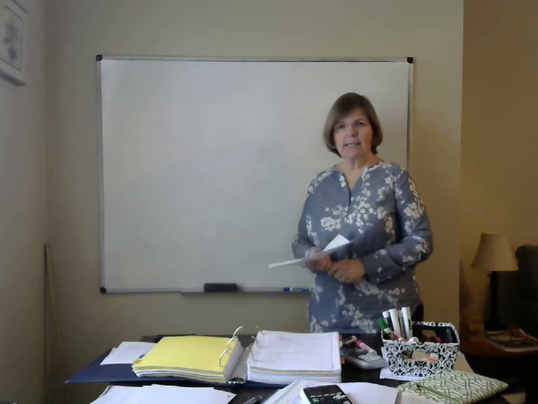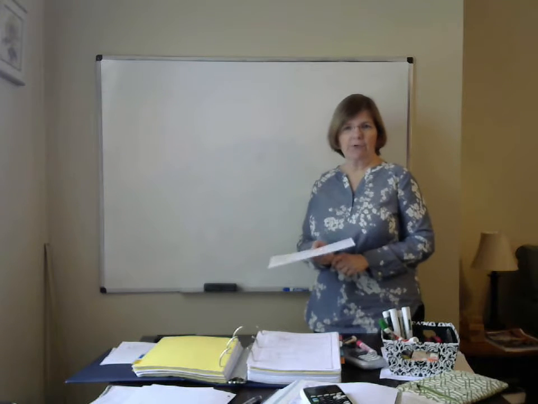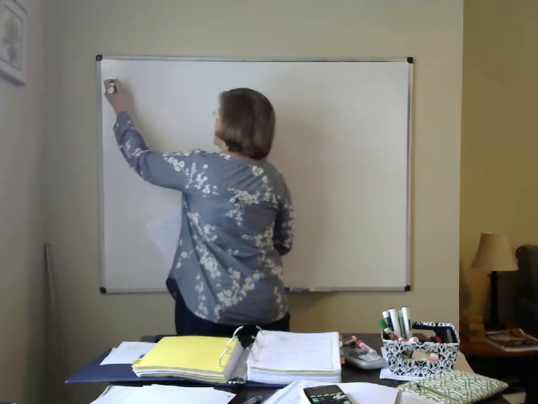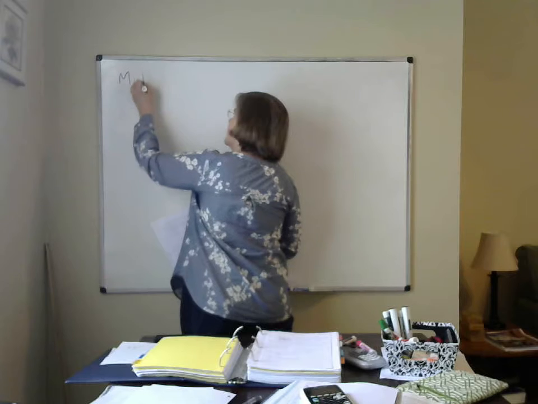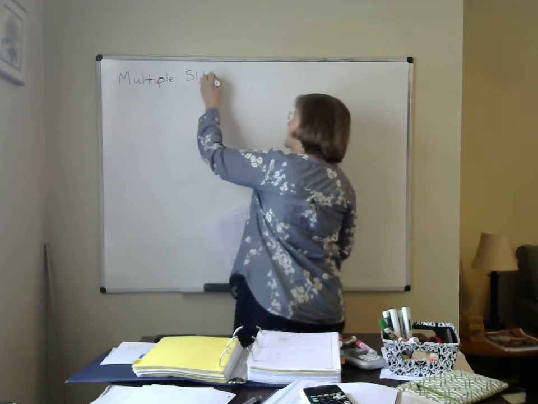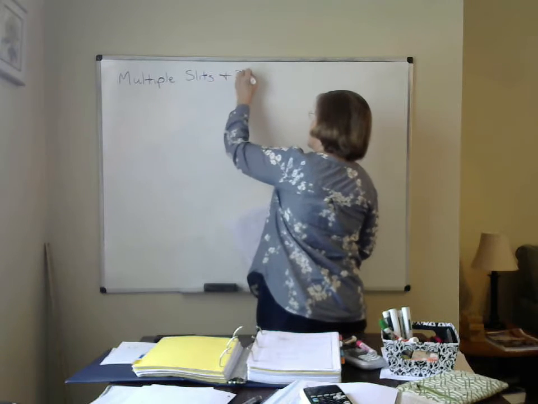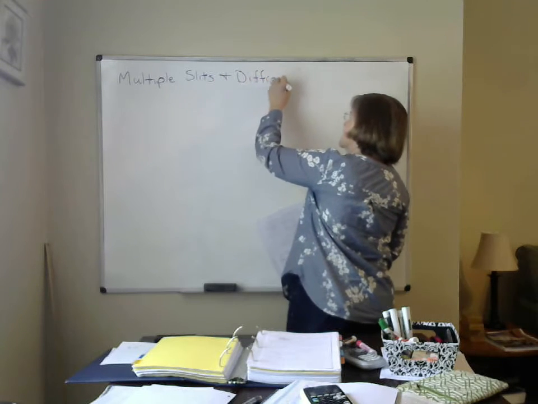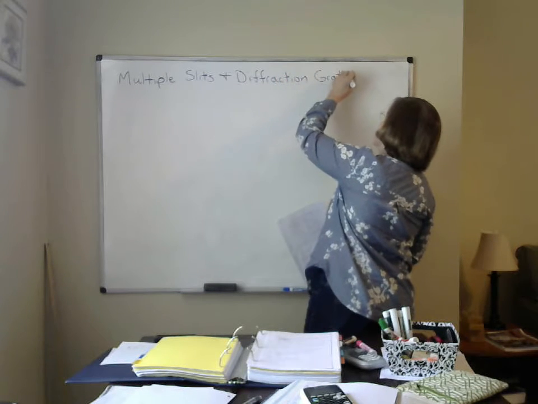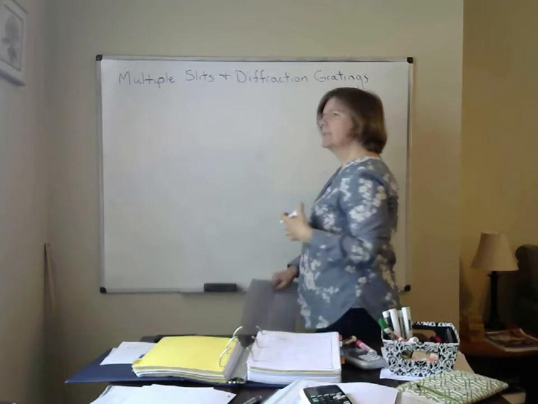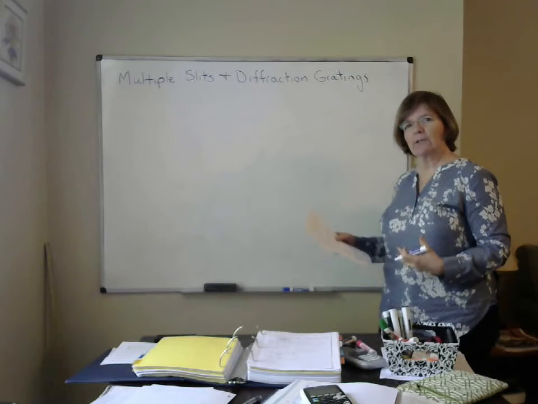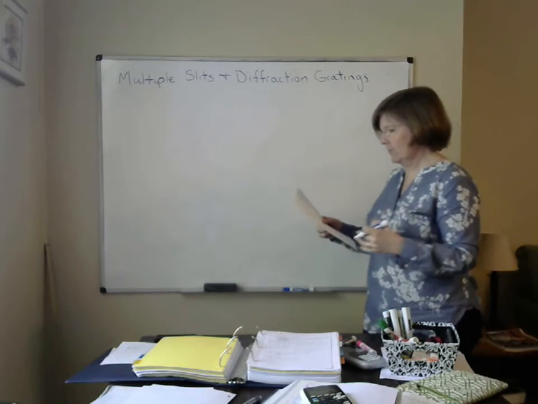Finish up chapter 26 in this video. It's going to be chapter 26, section 6, and it deals with multiple slits and diffraction gratings. The good news is if you can do twin slit interference, multiple slits are not any more difficult. In fact, the formulas are identical.